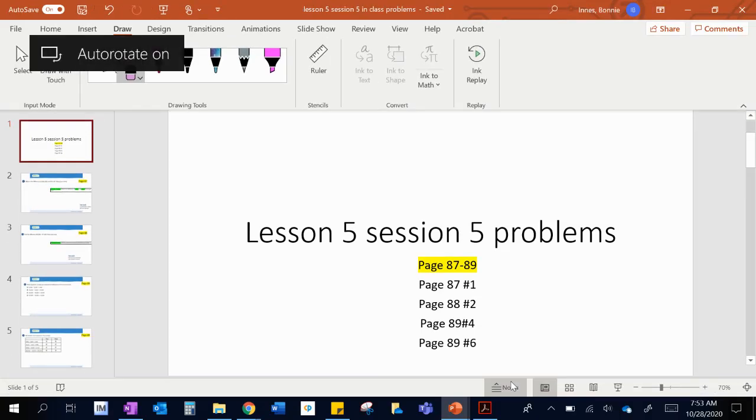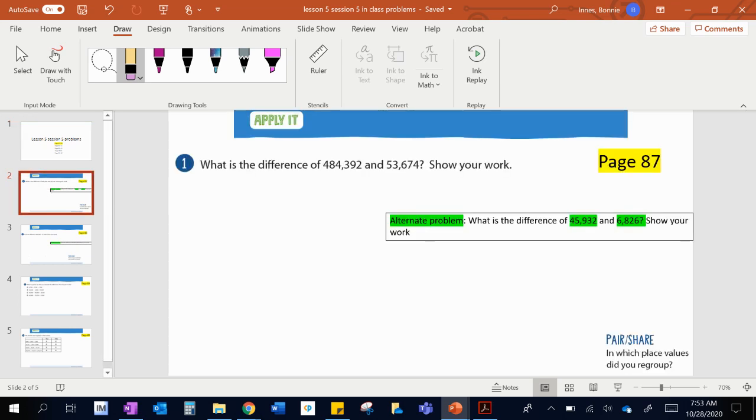Okay, good morning. All right, we're going to be working on lesson 5, session 5 problems that we did in class. Sometimes we don't make it through all of them, so it's especially nice that you can come and watch the video and see how to work through the problems to get more practice. We're going to start on page 87.